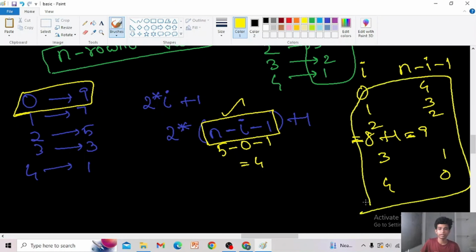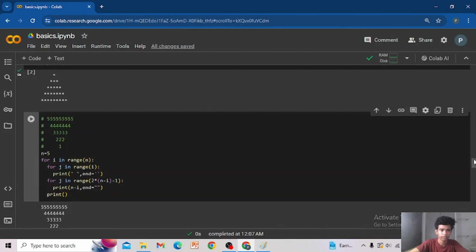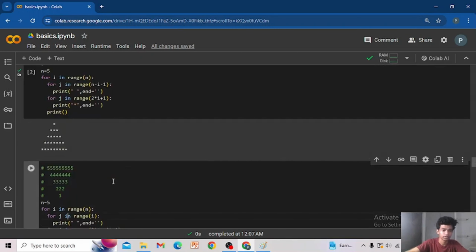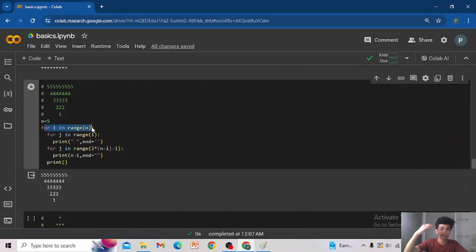So this is my table, right? That's why I have used this. Now get into the code. Let me go down. Now see here, for I in range of n. So I am iterating to n so that it prints the 5 rows.